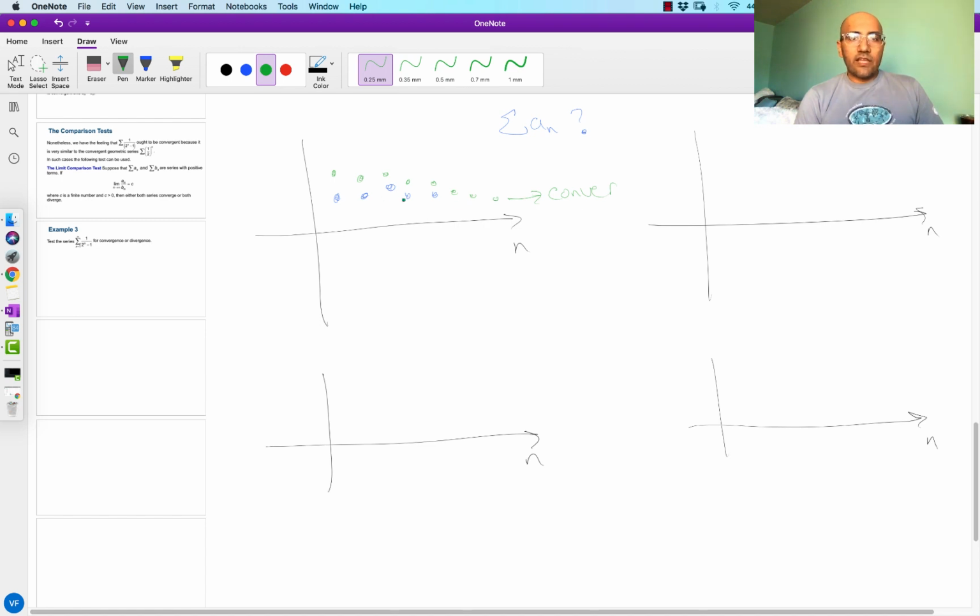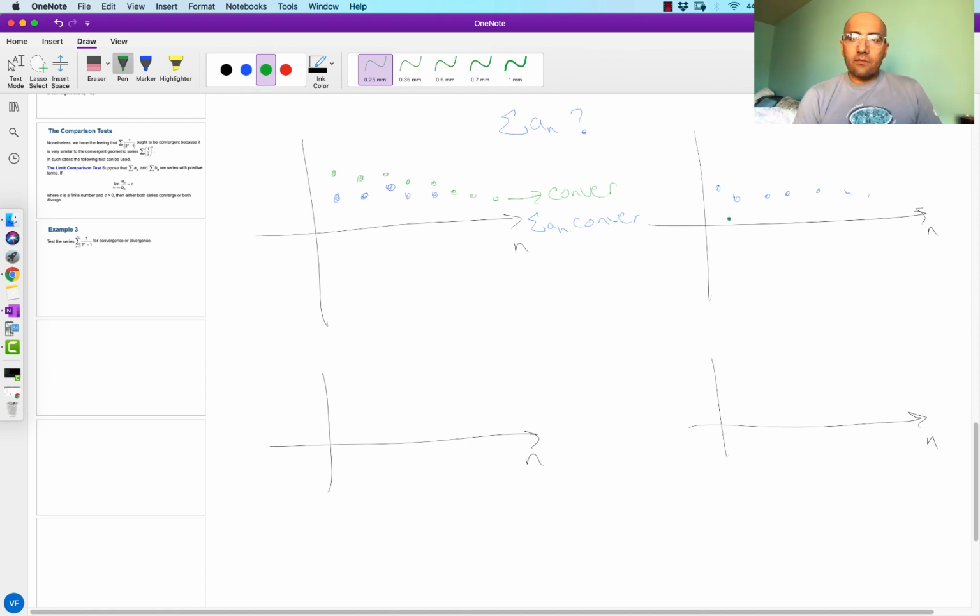Then I've proven that this one must also converge. So the blue one also converges. Okay? On the other hand, what do we do with this blue one? What's happening with this blue one? I don't know. What does it do?